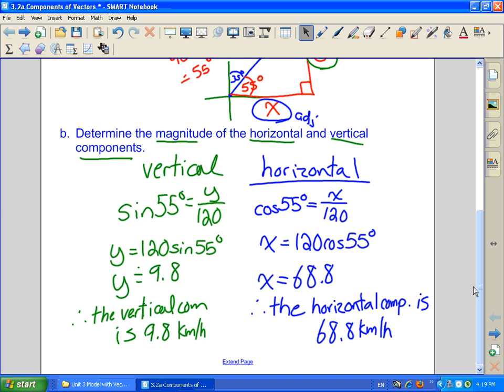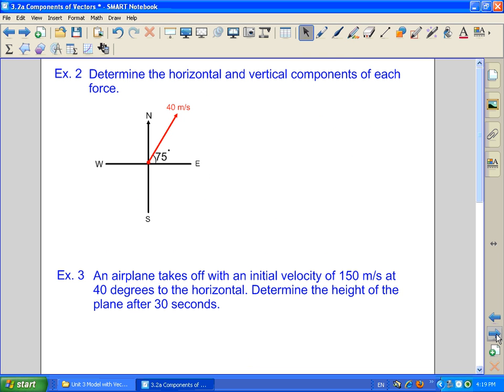All right, let's try another example here on the next page. Determine the horizontal and vertical components of each force. The good news in this case, guys, is it gives us the interior angle. So I can simply drop this to make a 90. And again, y is my vertical component, x is my horizontal. So we can do horizontal first this time if you want.